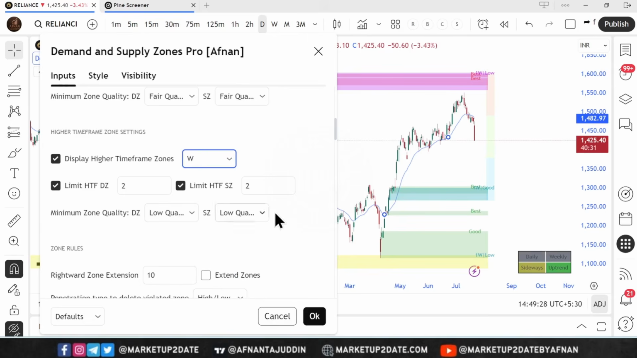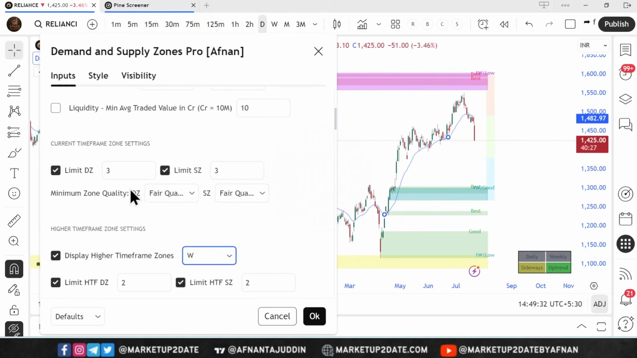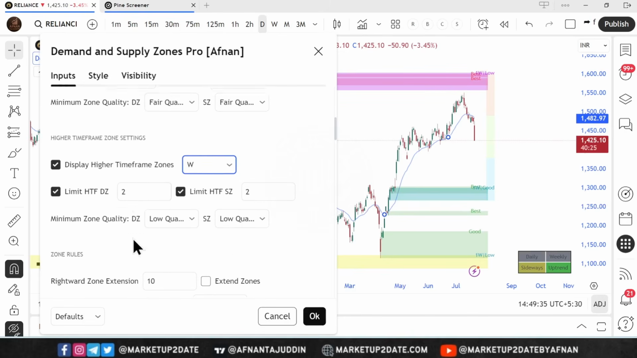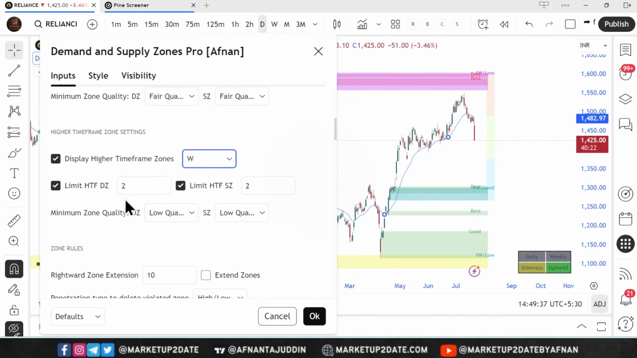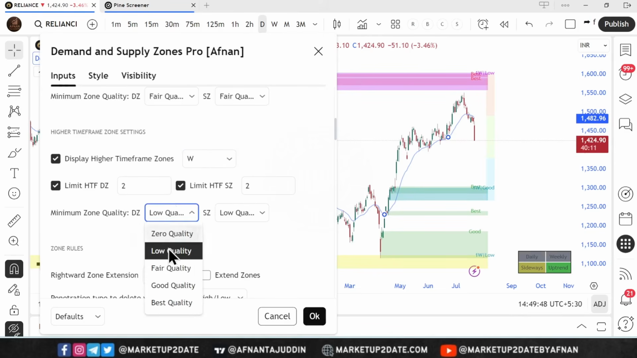Now for higher time frame limits and quality. Just like before, we have separate controls for these higher time frame zones. I recommend setting the higher time frame limit to just 2 or 3, as you typically only care about the most recent, most relevant higher time frame zones. For the higher time frame quality, I suggest starting with low quality.